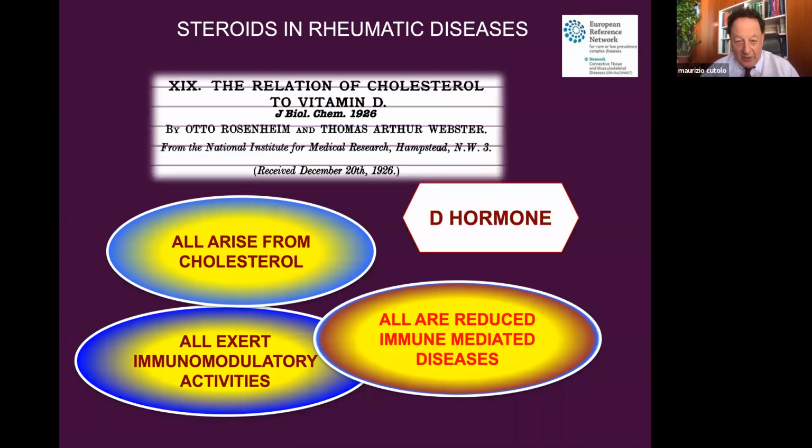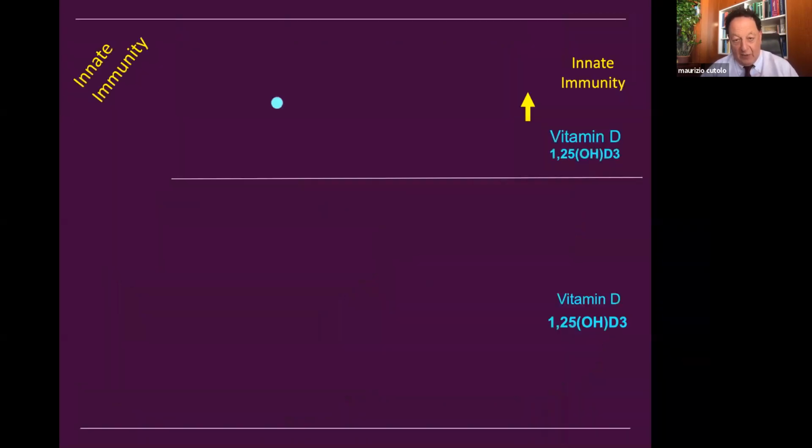And as I mentioned, in 1927, almost 100 years ago, the relationship between cholesterol and vitamin D was already discussed in a very early presentation of the relationship between vitamin D and its originator, cholesterol.